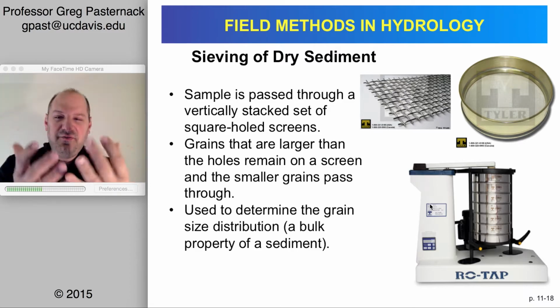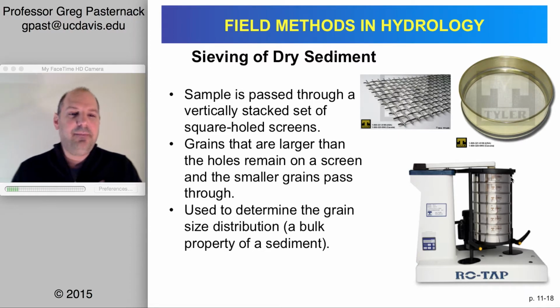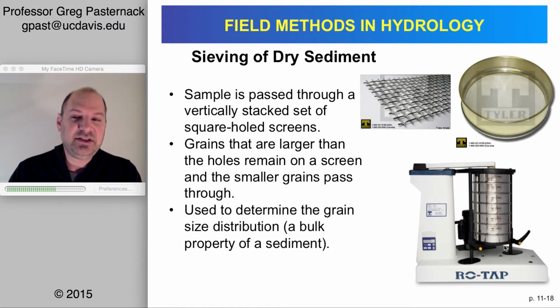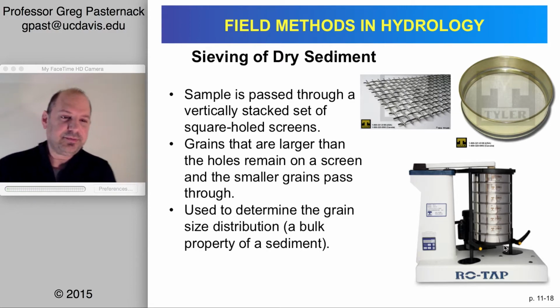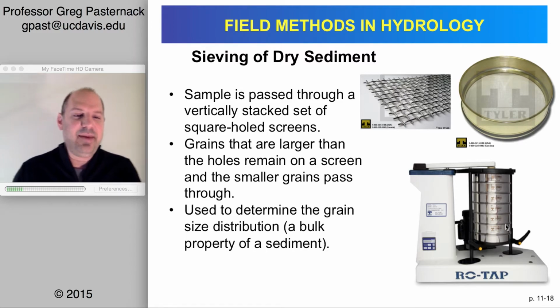So everything sort of filters down through here and it gets held up on the mesh that it cannot go through. And then all you have to do is just weigh how much material is in that sieve, as well as what's in the pan that made it all the way through. And that is the mass of material that's larger than that size. And so you can make a distribution on that basis.